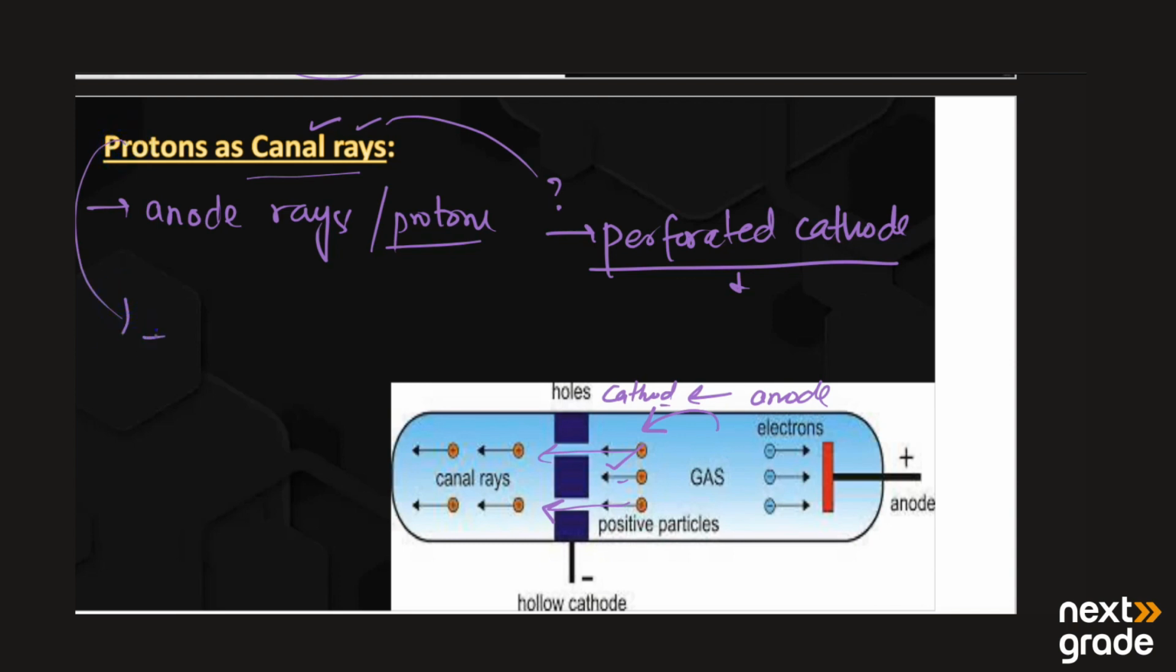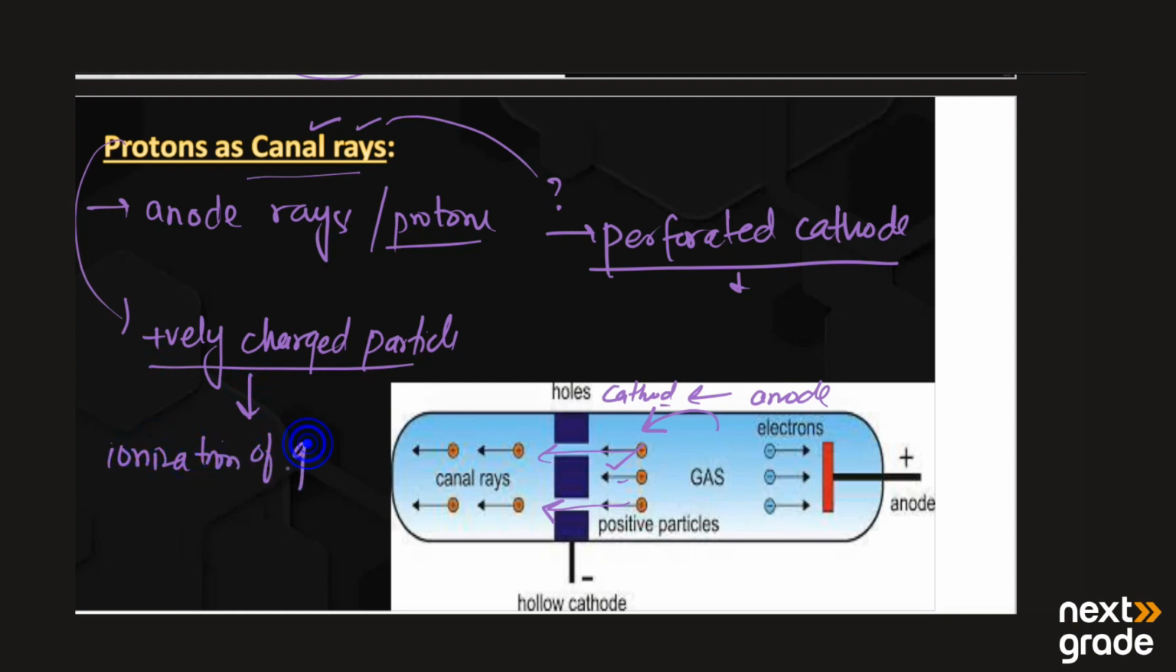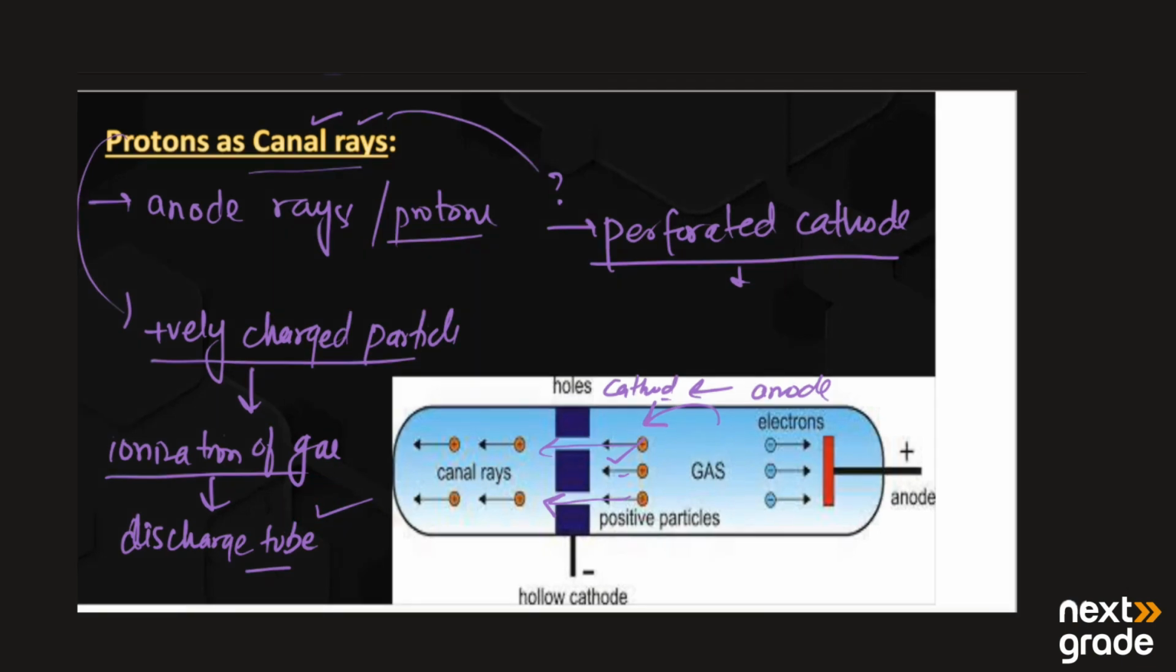Otherwise, protons are basically positively charged particles that are produced due to the ionization of the gas present in the discharge tube. So that was the discovery of the proton: how the protons have been discovered, how they work, and from where they are produced. Basically, they are produced by the ionization of gases.